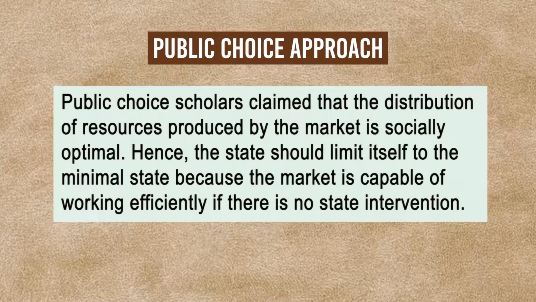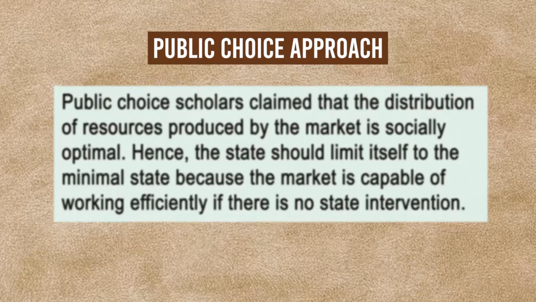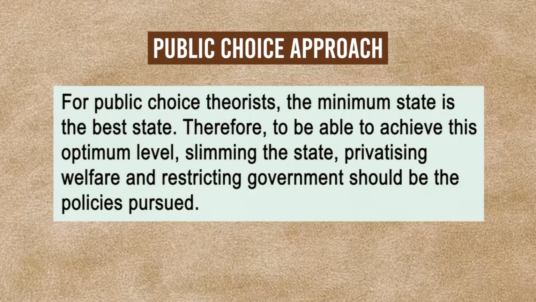So essentially we need to have a blend of both approaches. While the public choice scholars claimed that the distribution of resources produced by the market is socially optimal, hence the state should limit itself to the minimal state, because a market is capable of working efficiently if there is no form of state intervention. The minimum state is the best state.